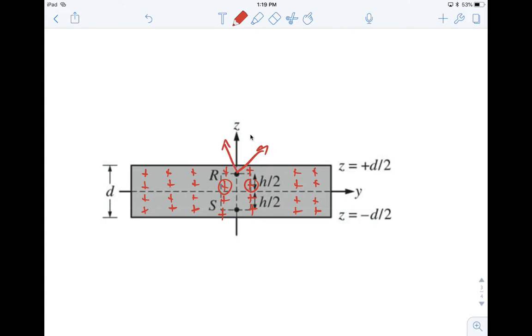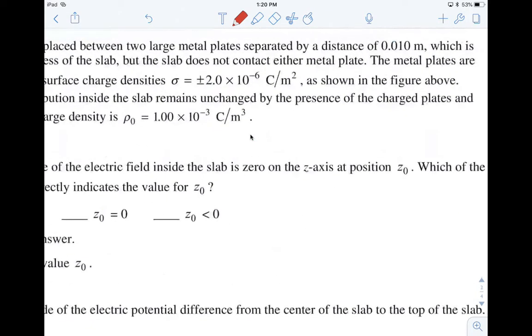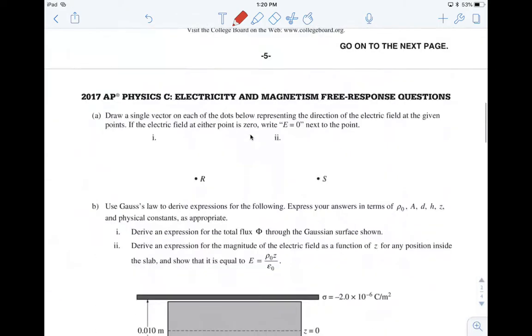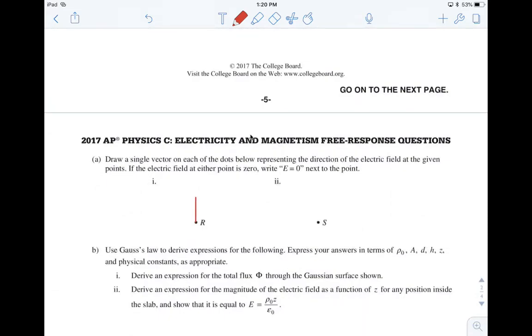The y component, and you can't see the x direction, but the x component of those charges would all cancel out, and you're going to get a net field in the positive z direction. And that's going to be the case for anything above the y-axis. Anything below is going to be opposite. Anything right on the y-axis is going to have an electric field of 0. Okay, so for part A, hopefully that convinces you that the electric field at point R should be straight up, and the electric field at point S should be straight down.